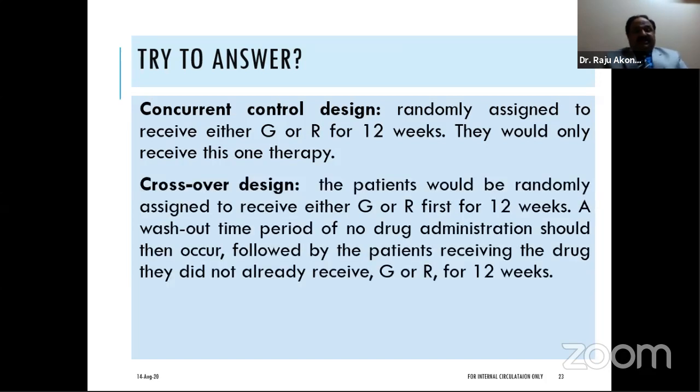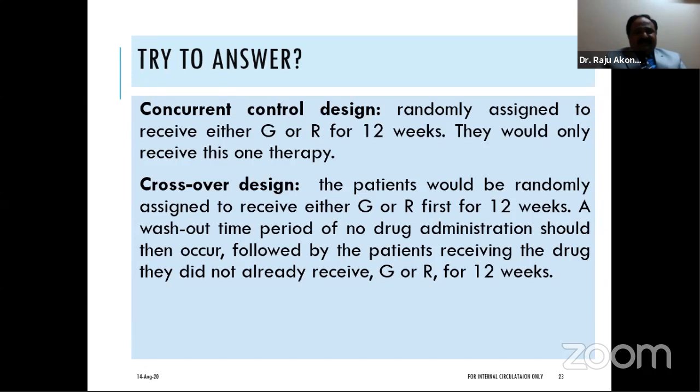In the crossover design, the patients would be randomly assigned to receive either galantamine or rivastigmine for the first 12 weeks. A washout period you will maintain. After the washout period, you will exchange the groups. The galantamine and rivastigmine are again given to different groups, and for another 12 weeks you will observe the efficacy of the drug. So the same study can be done using different study designs.